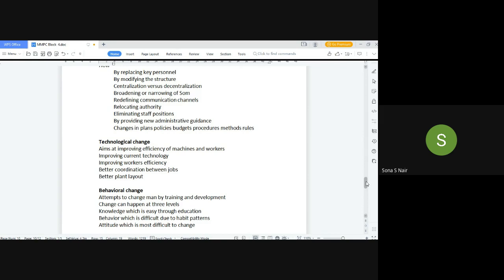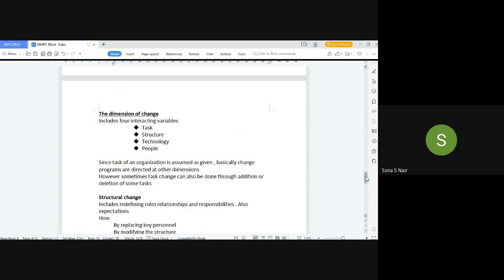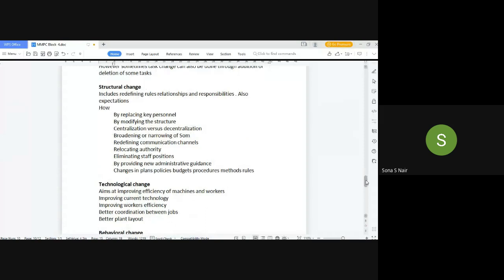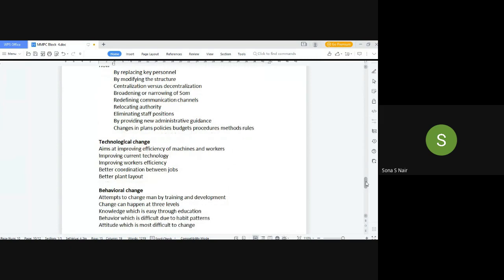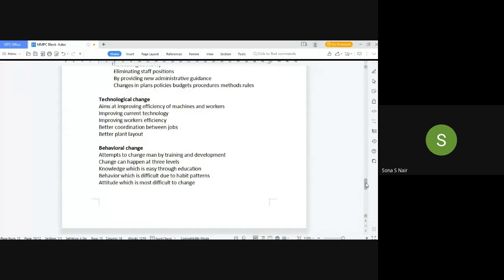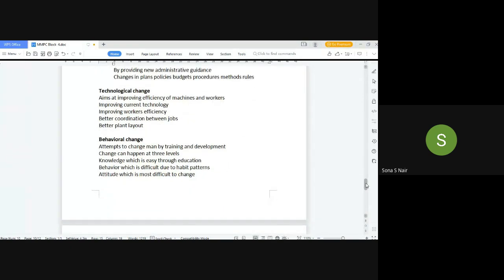So let us just summarize a little so that we don't lose track. We are talking here of the dimensions of change, in the sense of where all we need to make changes. So we said the task need not change most of the time. In a very few cases, the task changes. We have to make structural changes if we have to adapt to the environment. We have to make technological changes if we have to adapt to the new environment and the changes in the environment. We also have to make behavioral changes if we have to meet the changes in the environment.